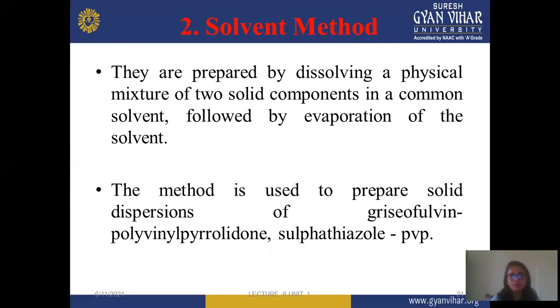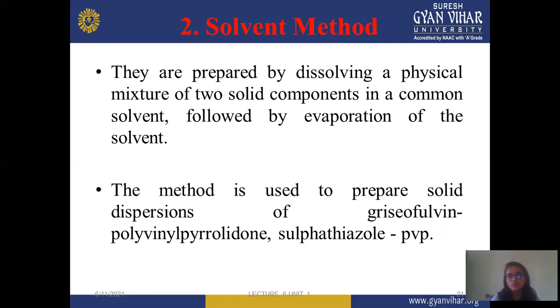Next is the solvent method. Solid dispersions are prepared by dissolving a physical mixture of two solid components in a common solvent, followed by evaporation of the solvent. So you take two compounds, both in a solid state, and you dissolve these two solid compounds in a solvent, which is in a liquid state, and then evaporation of the solvent takes place.